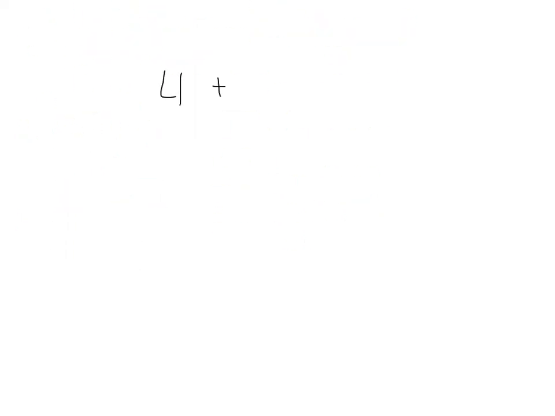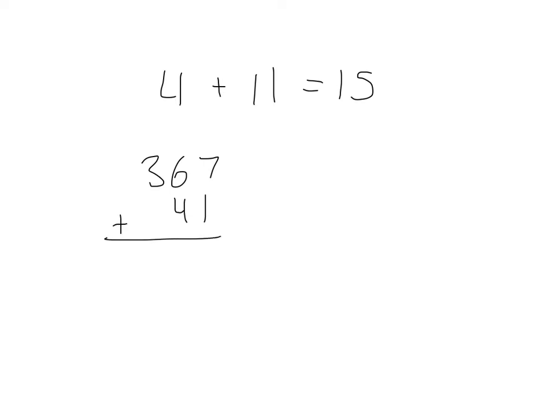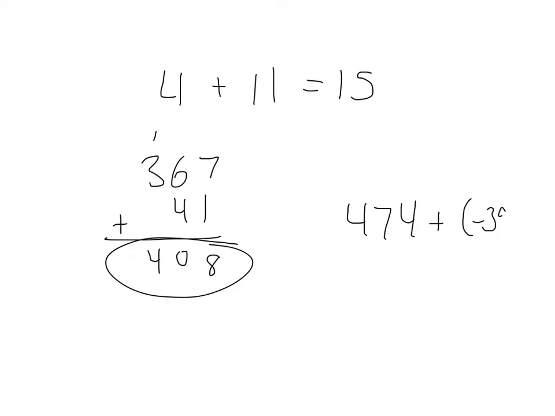Like 4 plus 11, of course, equals 15, and you can probably even do 367 plus 41 and add them up. And of course, we would say that's 8, 10, carry the 1, and then you get a 4, so 408. Yeah, that's fine. But what about things like 474 plus negative 390? That might be a little different. So let's go ahead and get into this.